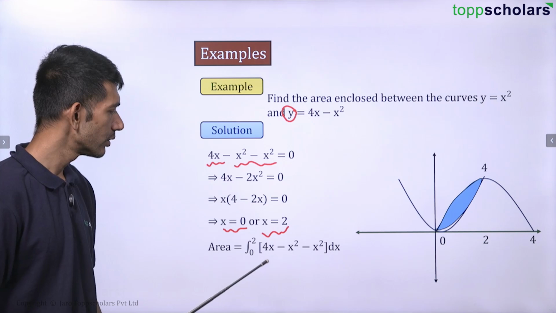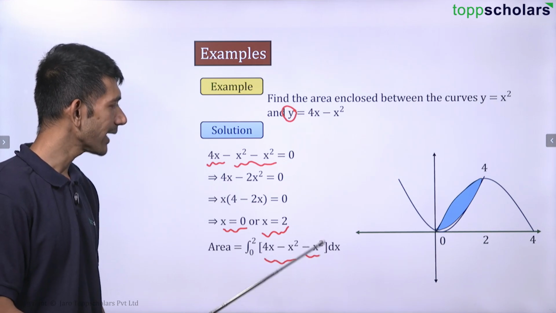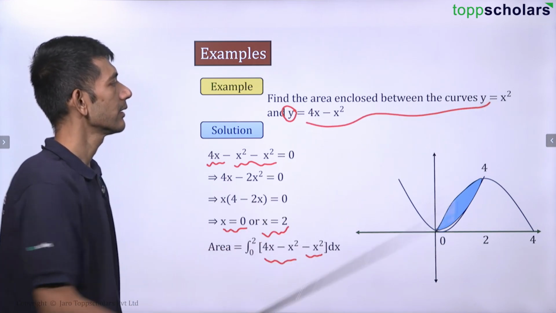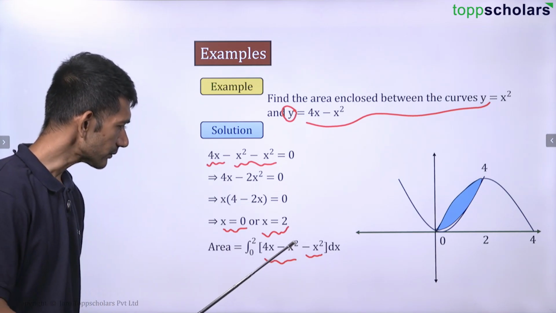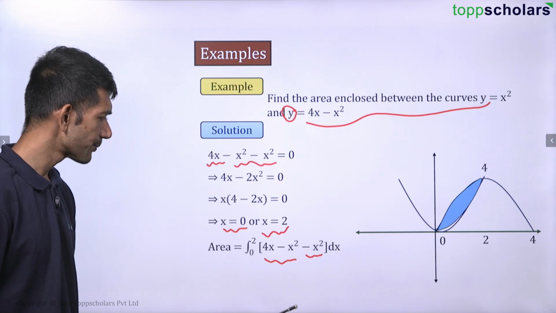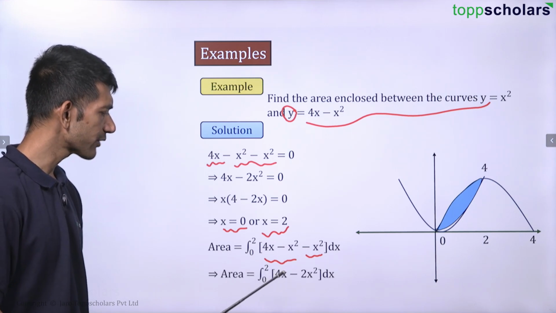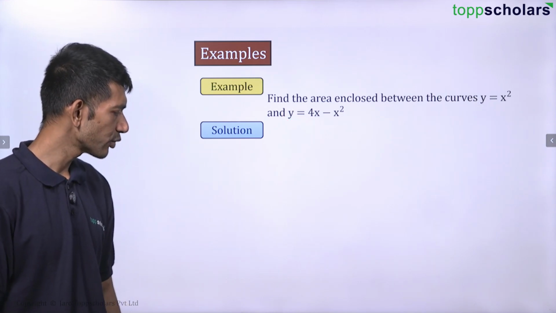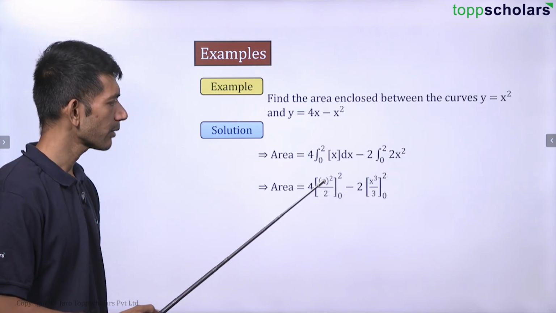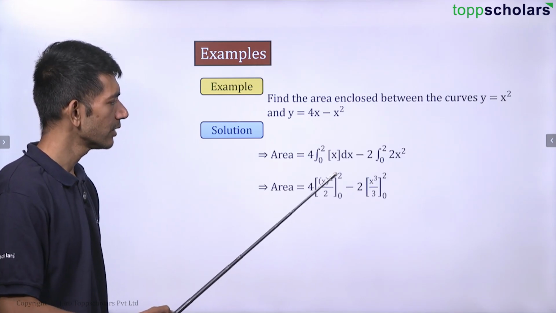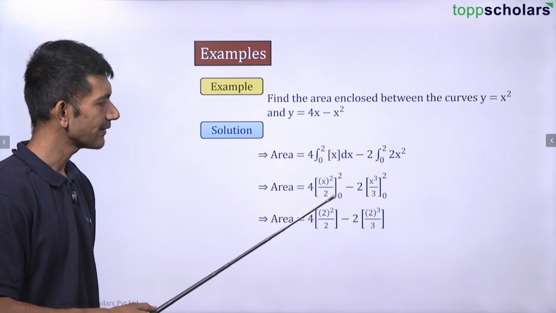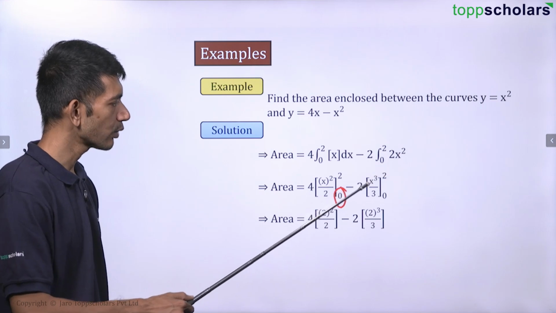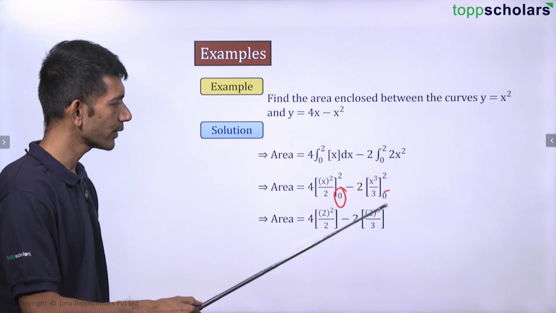So from 0 to 2, 4x minus x square minus x square, right? That is subtracting the two curves. This becomes 4x minus 2x square. And then this becomes 4x square by 2 minus 2x cube by 3, that is 2x square minus 2x cube by 3. Put the value 2 here, so that becomes 2 square, and then 0 you can ignore. Here also 2 raised to 3, 0 you can ignore.